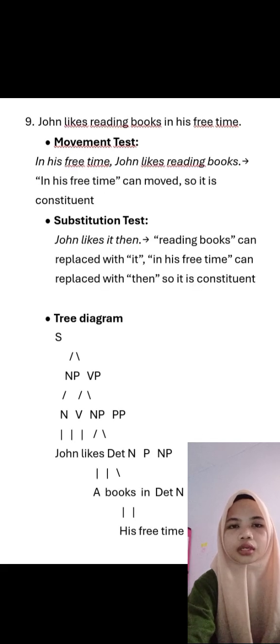Number 9. John likes reading books in his free time. Movement test. In his free time, John likes reading books. In his free time can move, so it is constituent. Substitution test. John likes it then. Reading books can replace with it. And here the tree diagram.